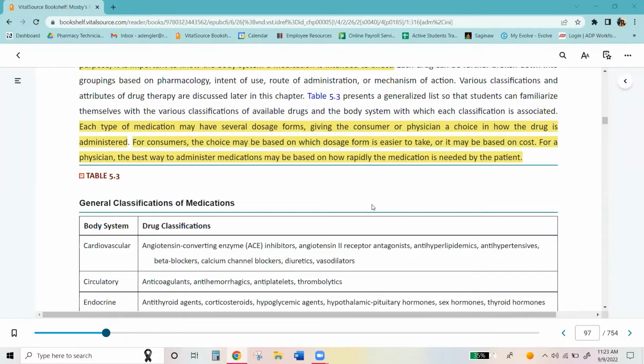Table 5.3 lists the general classifications of medications. In the body system, the cardiovascular, we have ACE inhibitors for blood pressure, angiotensin 2 receptor antagonist, antihyperlipidemics, we have antihypertensives for hypertension, beta blockers, which are used for multiple things, calcium channel blockers, diuretics for edema, vasodilators. In the circulatory system, we have anticoagulants, anti-hemorrhage medications, antiplatelets, thrombolytics.